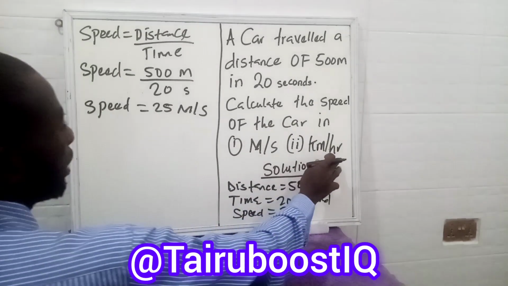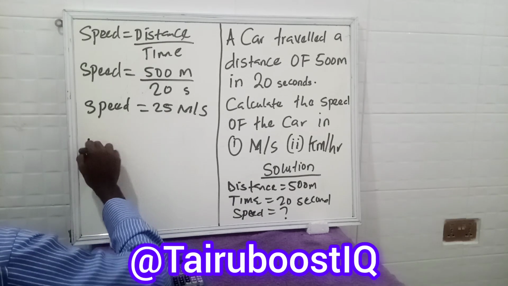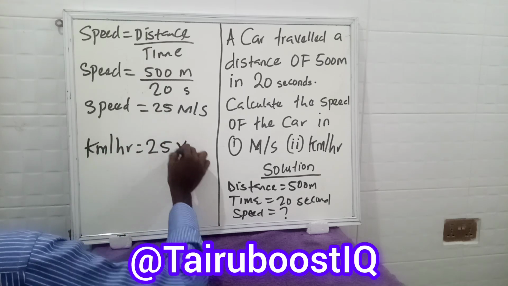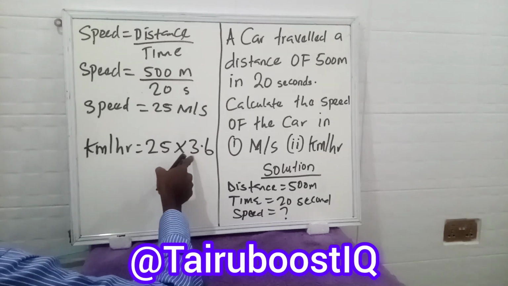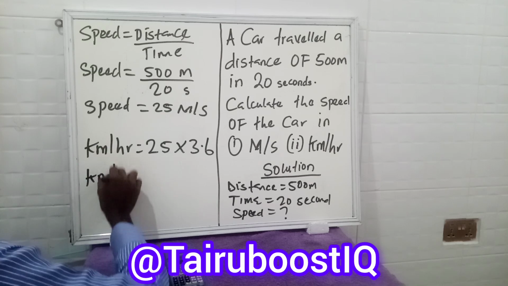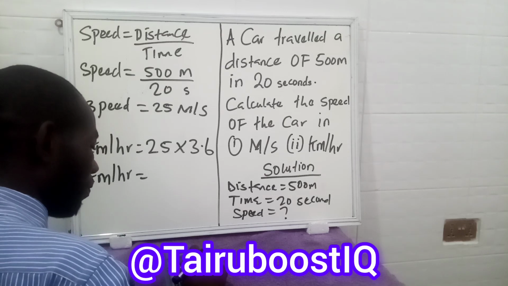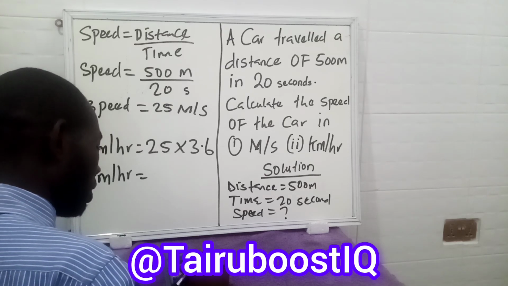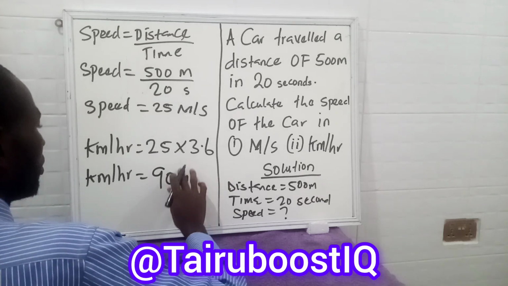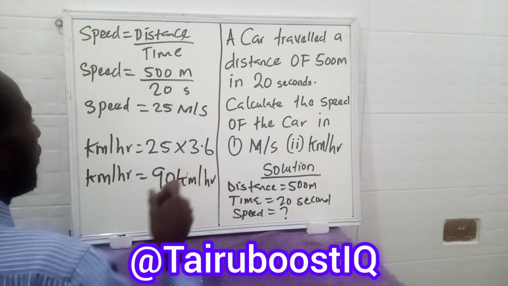We have already calculated speed in meters per second. Now, to get our speed in kilometers per hour, we are going to multiply our answer. That means speed in kilometers per hour will be equal to this 25 times 3.6. When you multiply it by 3.6, then you are converting it to kilometers per hour. Then our final answer will be 25 multiplied by 3.6. Then in kilometers per hour, speed is equal to 90 kilometers per hour. Thank you.